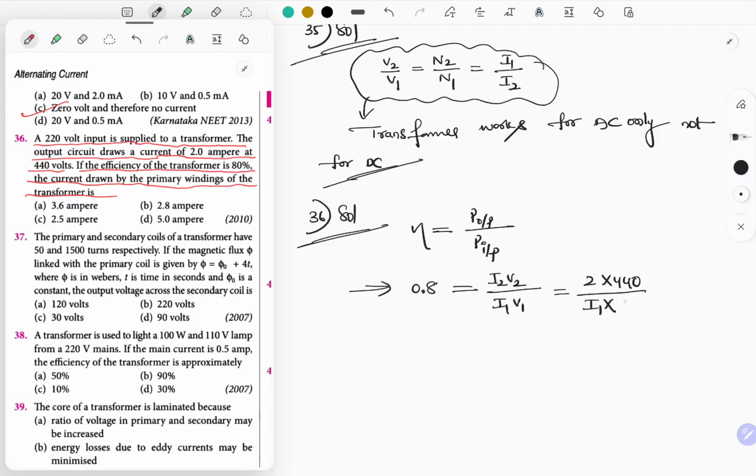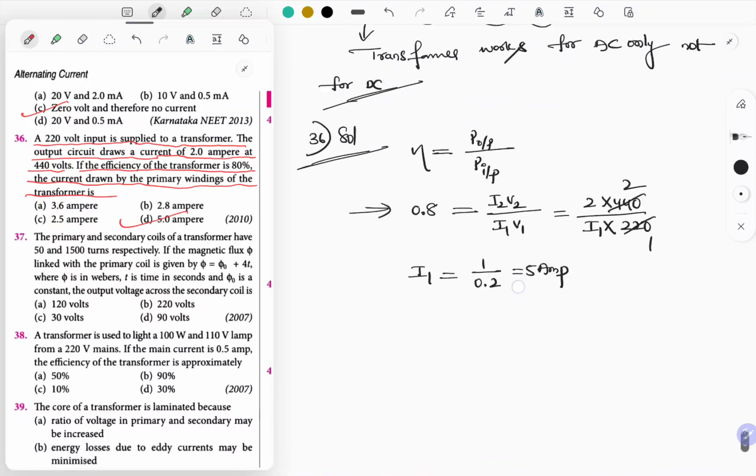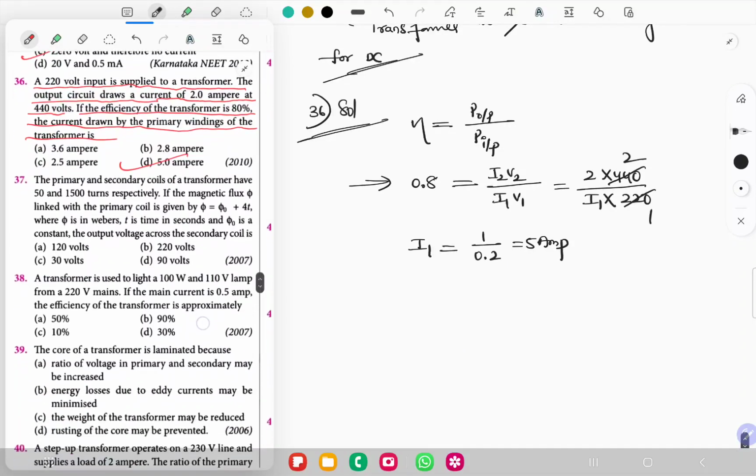into V1, which is 220. So 2 2s are 4, 4 2s are 8. So I1 is equal to 1 by 0.2, which is equal to 5 ampere. Option D is the correct answer for question number 36.